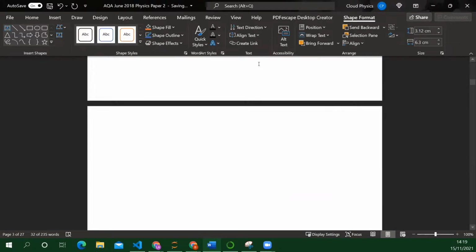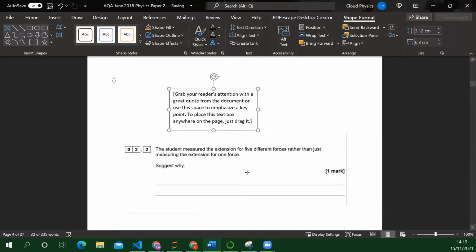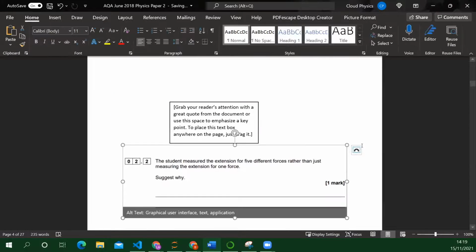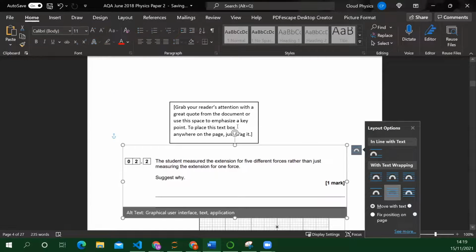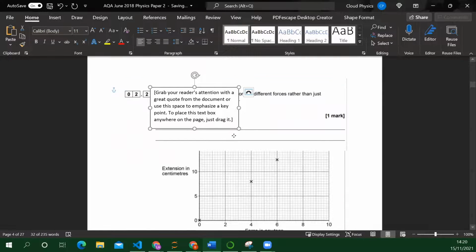I'm going to put a text box in so I can write on the page. As you all know, my Word's a little bit temperamental. Just adjust this as a bit of a lesson for you: if you want to write on Word, you put a text box in, much easier.